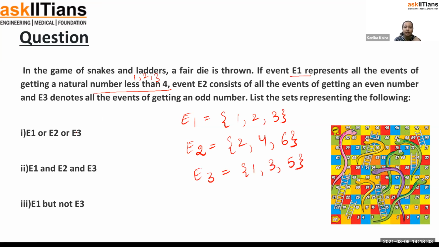Now we need to find the set which has E1, E2, or E3. Or means addition, so E1, E2, and E3: you have to join them, but the repetition of elements should not be there. So it would be 1, 2, 3, 4, 5, and 6. Now E1 and E2 and E3 means multiplication, so you need to take the common elements. You have nothing in common in all of them. So basically, they are talking about the common elements.